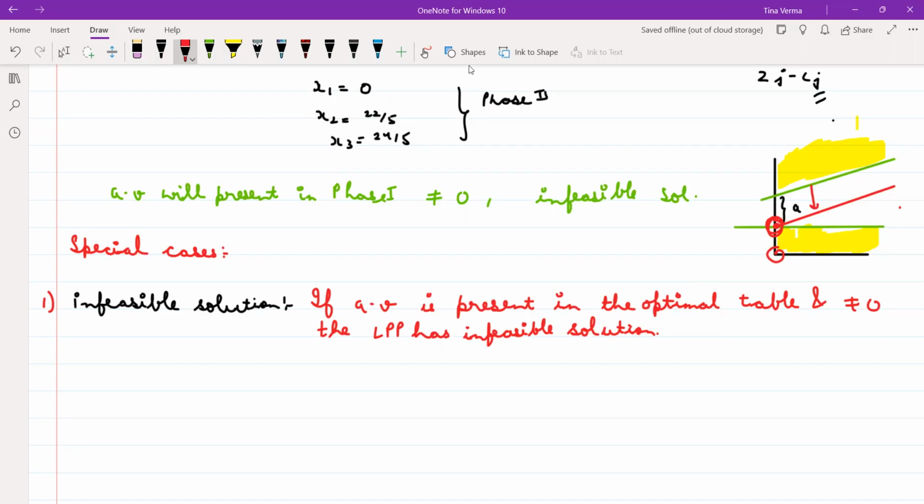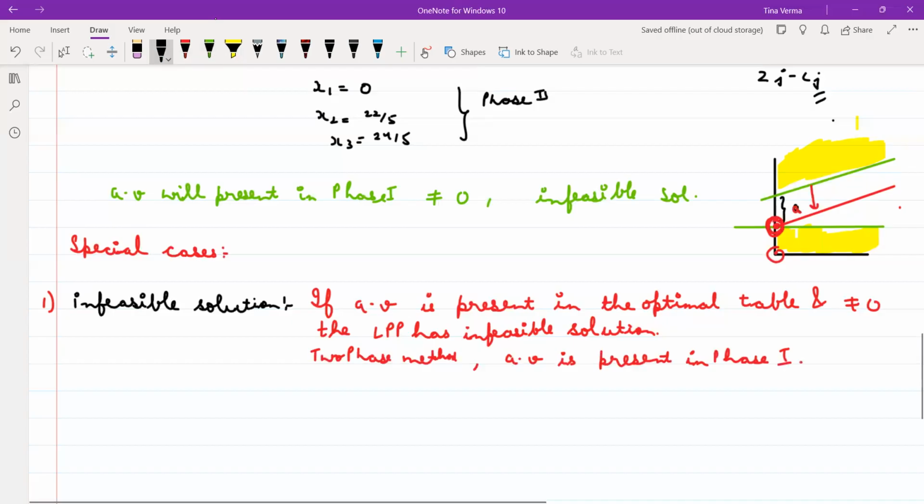But we have assumed that if the solution is lying on this, that means A is present. So that means you do not have your feasible solution. In this case, if you put your values in the given LPP, one of the constraints will not be satisfied. And if you are using the two-phase method and an artificial variable is present in phase 1 also, then you can also have an infeasible solution.